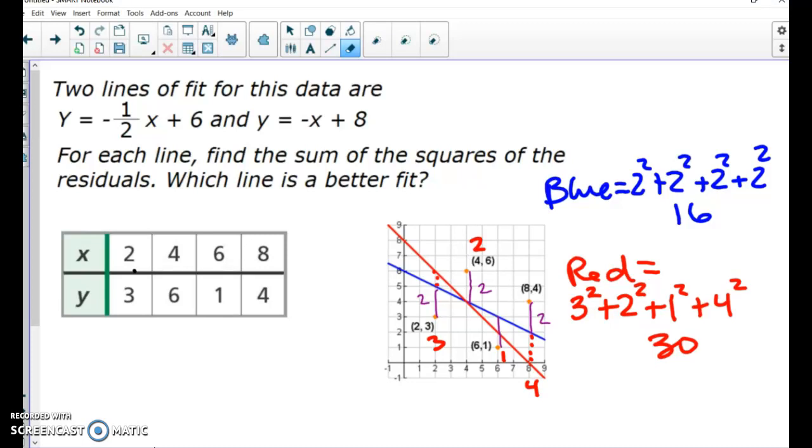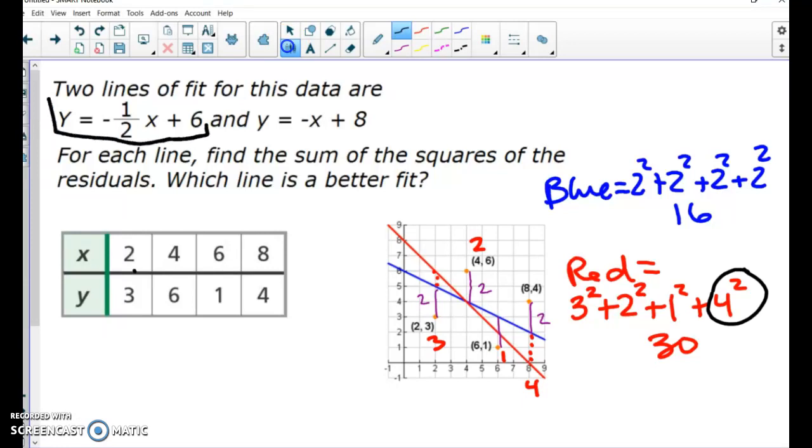And for our red line, I've placed those values in. We can see right here with the very last calculation that we made, we have 4 squared. We have 16 already. So we can see that the line y equals -1/2 x plus 6 is our better fit.